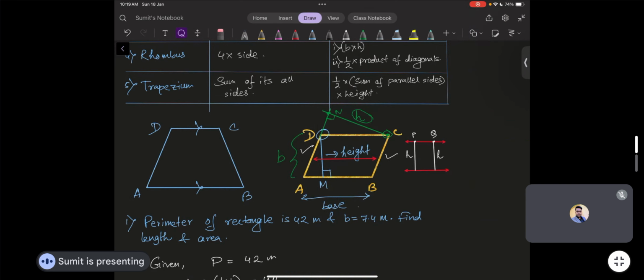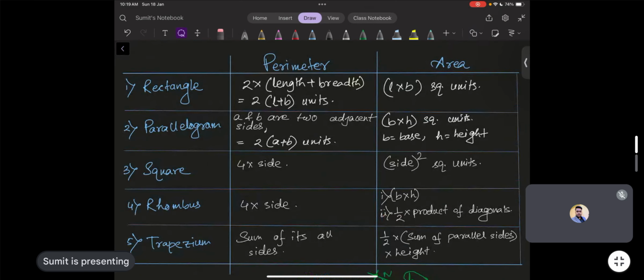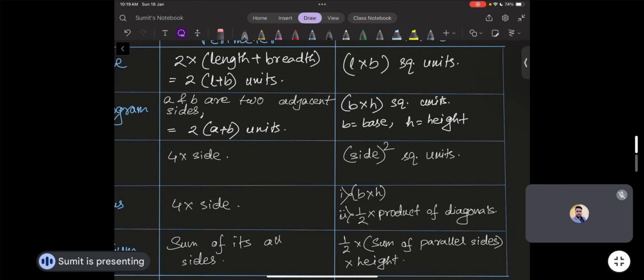Any query on that? That was understood. Now look, after the parallelogram comes the square. Square is very easy, perimeter is 4 into side as all sides are equal, and then area will be side square, that means side into side. And rhombus, same type of concept as square. So 4 into side, and area for the rhombus you can find in two ways. The way you got the area for the parallelogram, base into height, or using the diagonals, that is half into product of the diagonals.